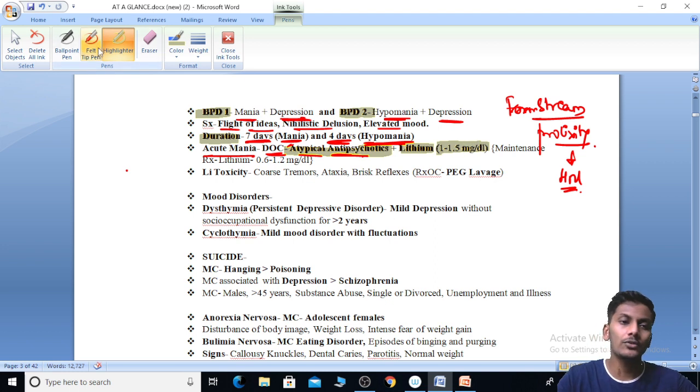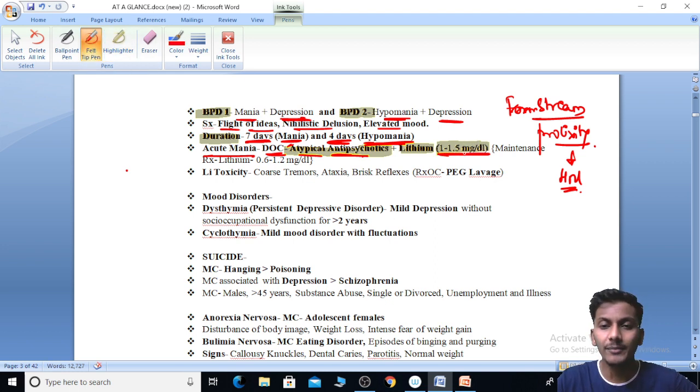What is the therapeutic dose of lithium? 1 to 1.5 milligram per deciliter. Please remember this, okay? And what is the maintenance dose? This therapeutic dose of lithium, that is 1 to 1.5 milligram per deciliter, is in cases of acute mania.